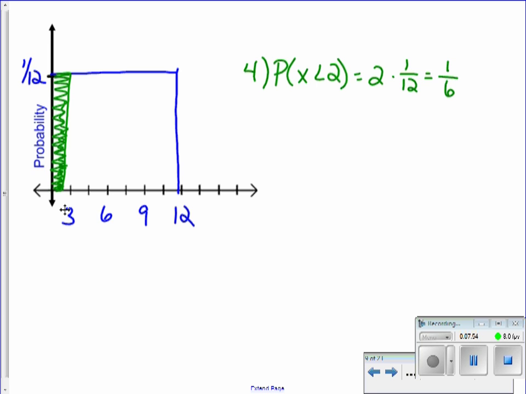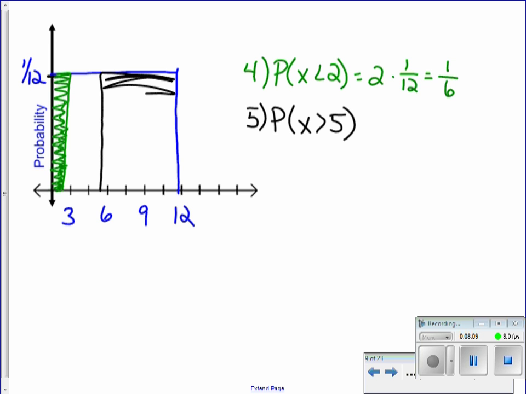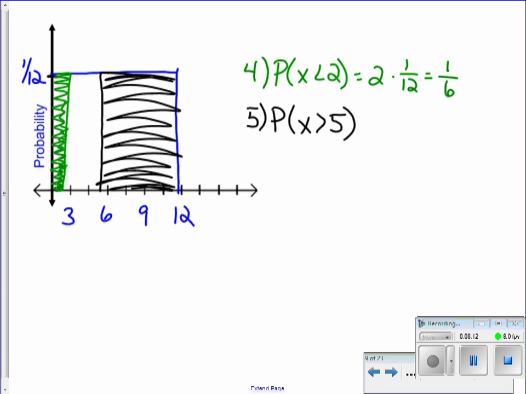All right, number 5 is find the probability that someone waits more than 5 minutes. All right, so 5 will be somewhere in here. How wide are we from 5 till the end of our rectangle? 7 long. Times, of course, our height. So we end up with 7/12, so you can't simplify that. Maybe about 0.58-ish, 58%. Look at it as a decimal. Questions?